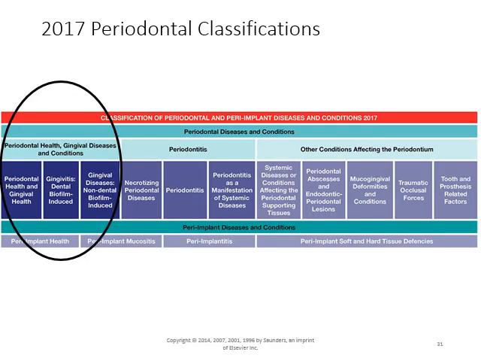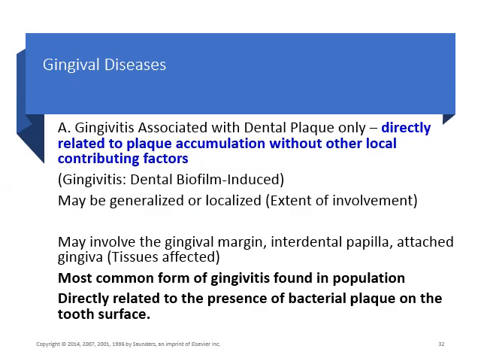This is what the 2017 classifications look like. You may be familiar with this as you've seen those laminated charts in clinic. Gingivitis associated with dental plaque only is directly related to the plaque accumulation without other local contributing factors. It's the most common gingivitis.